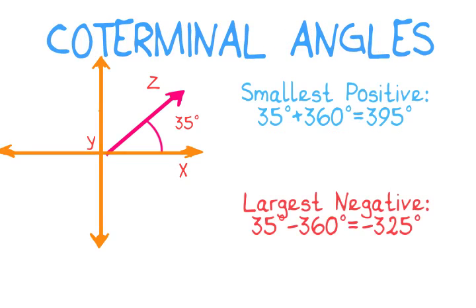For the coterminal angle, we could determine the smallest positive coterminal angle by adding 360 degrees to 35 degrees, which is equal to 395 degrees. We could also determine the largest negative coterminal angle of 35 degrees by subtracting 360 degrees, which would yield negative 325 degrees.